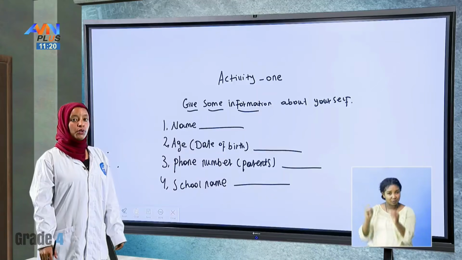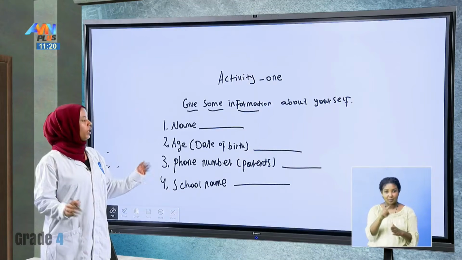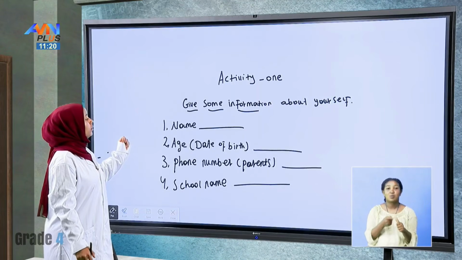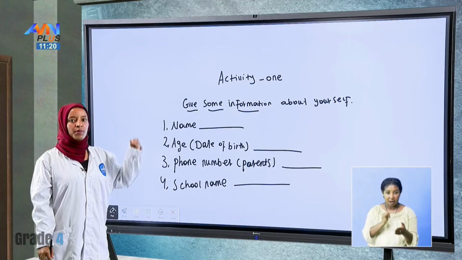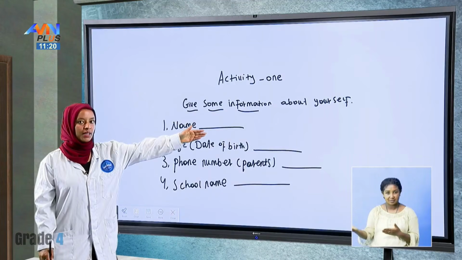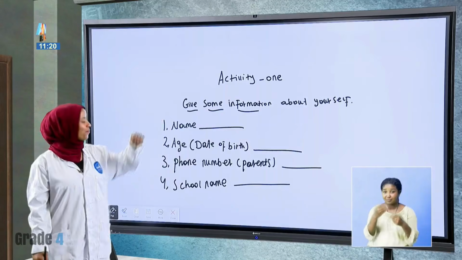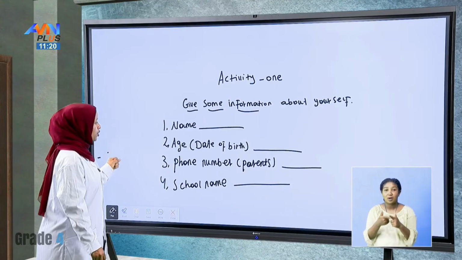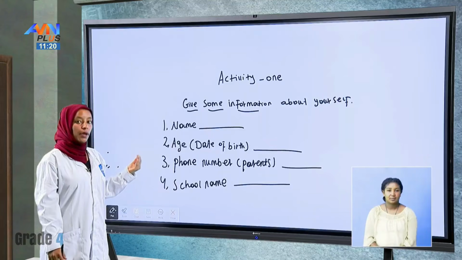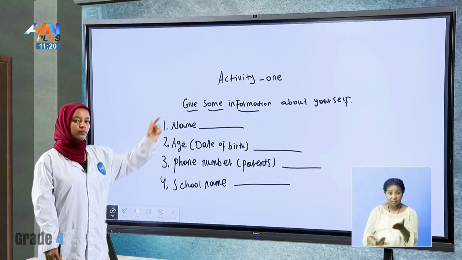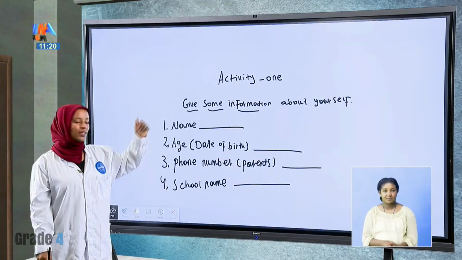Students, I hope you all are finished your activity 1. Okay, the first one is your name. Yes, you can say, my name is, fill the blanks. Bravo, students. Next one is age and also date of birth. I was born in, fill the blanks. Bravo, students.